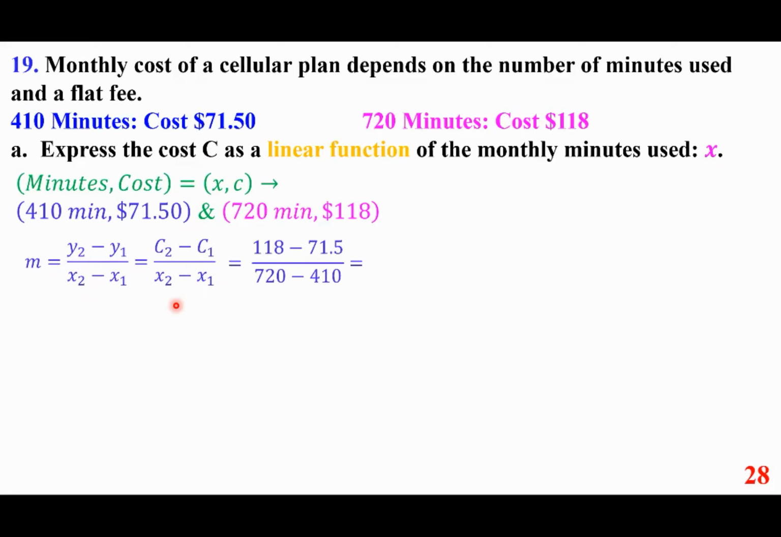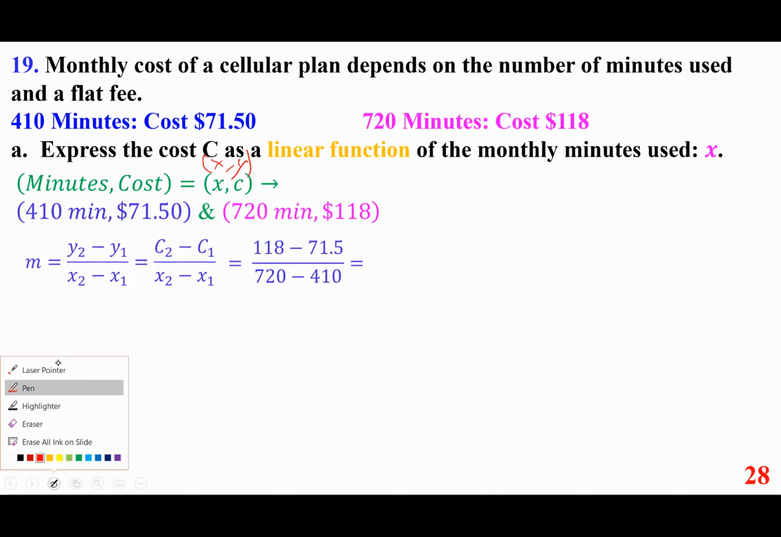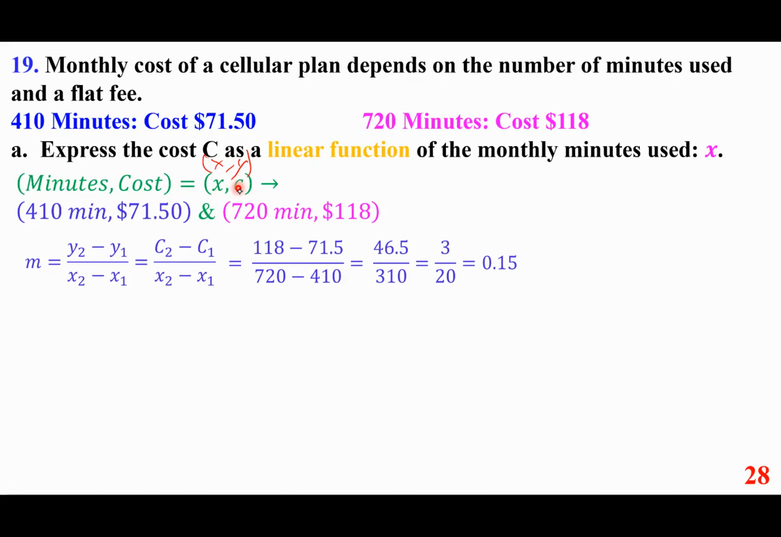If you like, you can do this, which will help you see what's going on. You can put here x comma y, and so you can see the transition from y to C. The numerator is 46.5. The denominator is 310. You do the math, 3 over 20 or 0.15. You can go with a decimal because, first of all, it's exact. If it's not, you want to stick with the fraction. Either way is fine. And because we are dealing with money, we can go with decimal.